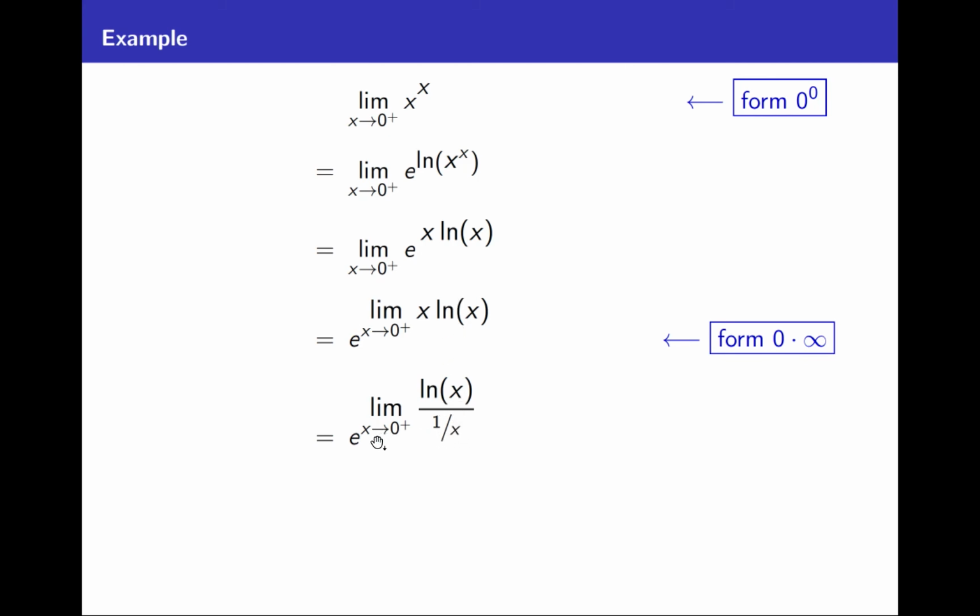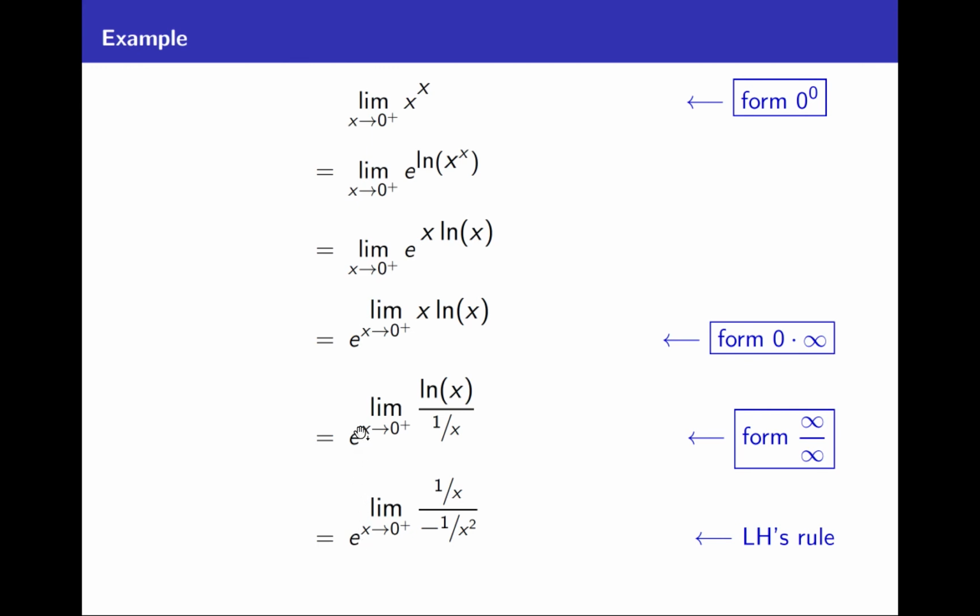But now we have e to the power of the limit as x goes to 0 from the right of ln of x divided by 1 over x. And x is going to 0. So the ln of x is approaching negative infinity, and the 1 over x is approaching positive infinity. So this limit has form infinity over infinity. So that limit right there, we can use L'Hopital's rule on.